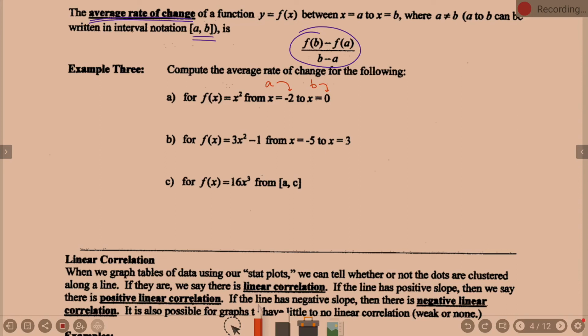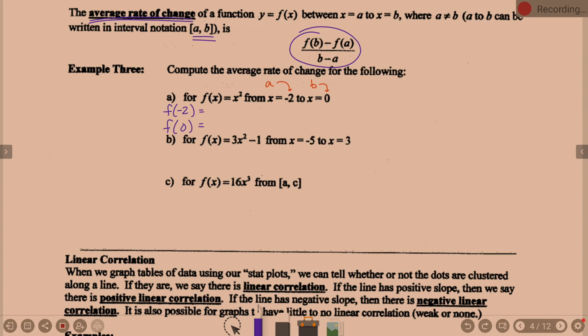And so the first thing I'm going to do is think about finding f of a and f of b. So I'm going to find f of negative 2, and f of 0.